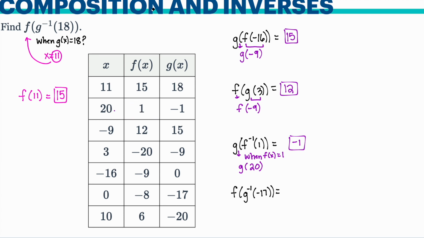And then last, I want to know when g equals negative 17. So here's g. I'm going to find negative 17. So I'm going to work in reverse order. And what does x equal? X equals 0. So now I'm going to be able to find f of 0. So here is 0. Now I want to know what is f, and it is negative 8.